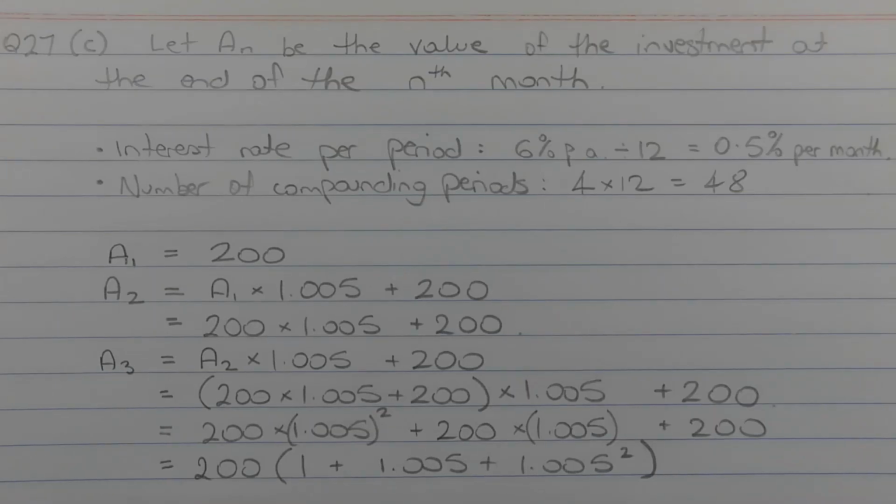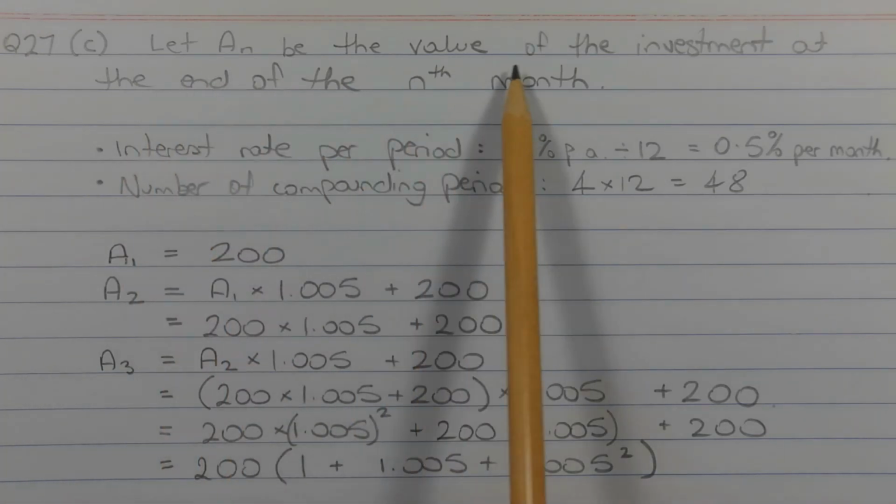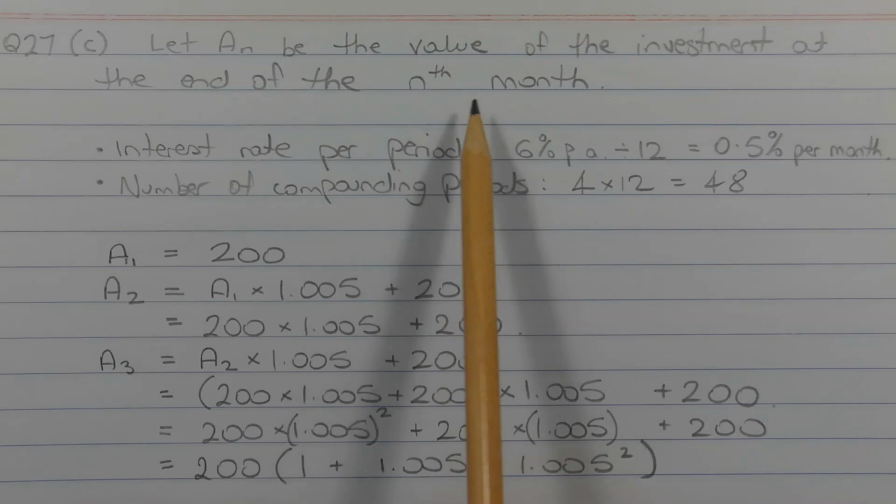We can model this situation using a recurrence relation and then the sum of a geometric series to determine the value of Sanjeev's investment after 4 years. Let A_n be the value of the investment at the end of the nth month.